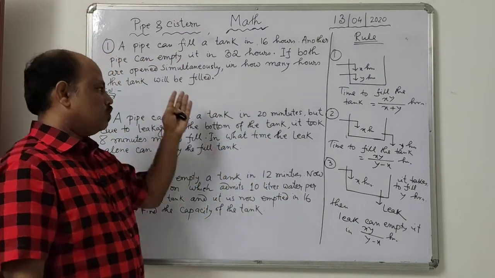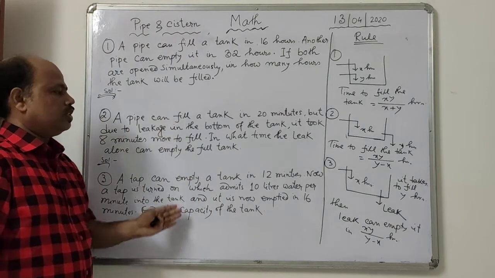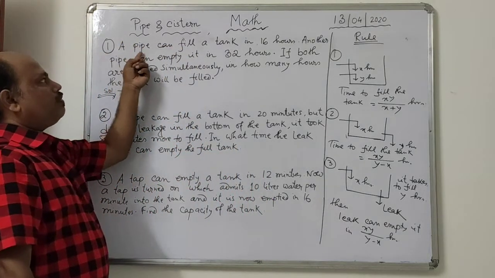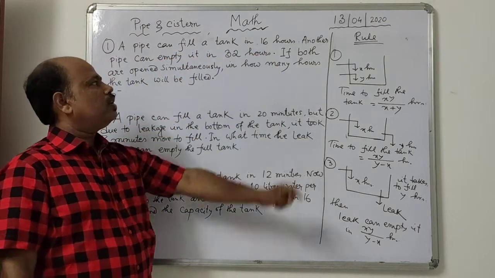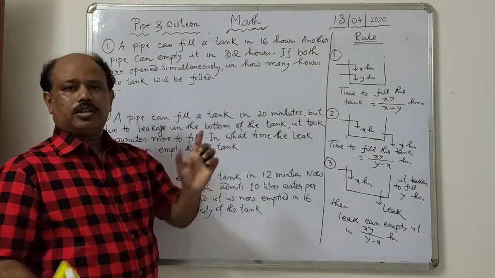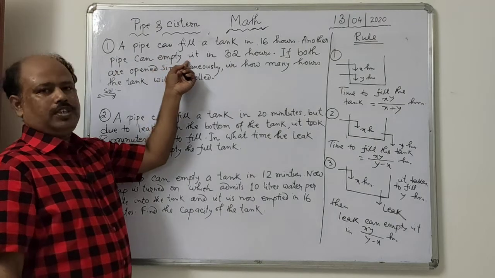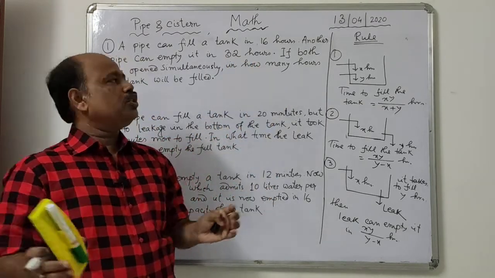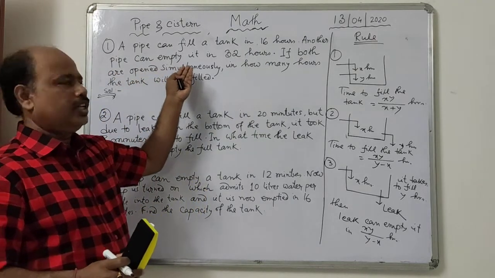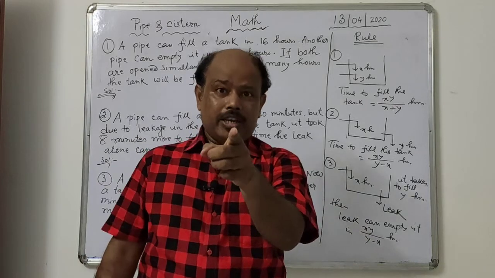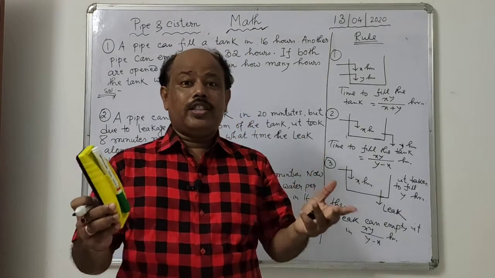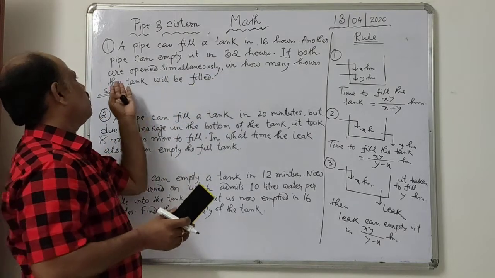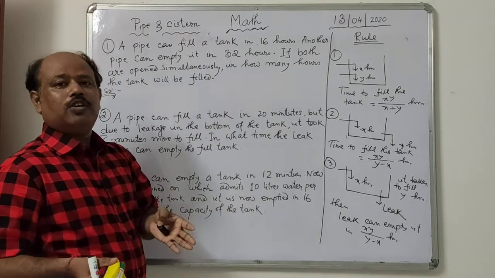Now on the left-hand side there are three questions, okay, you can see three questions there. At first read question number 1 with me. Now look, one tap can fill a tank in 16 hours, and another can empty it in 32 hours. If both are open simultaneously, tell me, what does simultaneously mean? Do you know what simultaneously is? Yes, together. Okay. So with both taps open together, how many hours will the tank take to be filled?